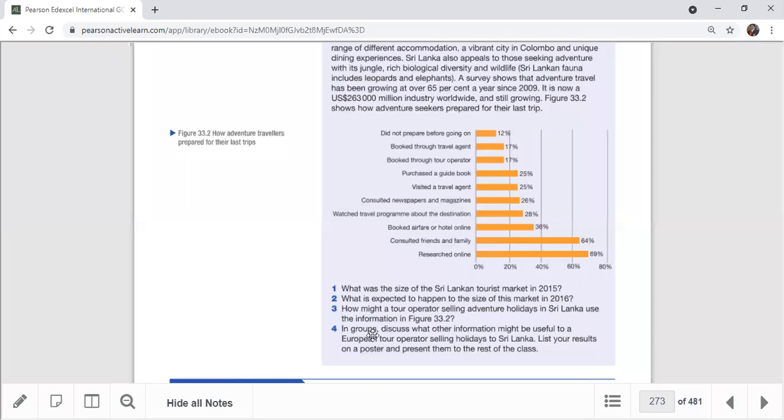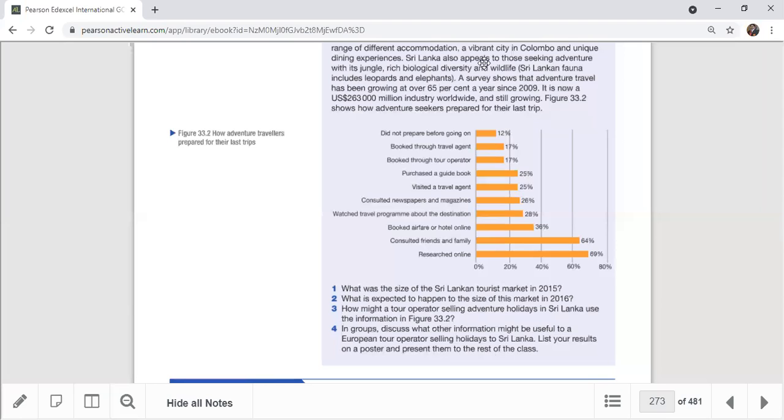Okay. They're asking a couple of questions. What was the size of the Sri Lankan tourist market in 2015? What is expected to happen to the size of the market in 2016? And then how might a tour operator selling adventure holidays in Sri Lanka use this information, figure 33.2, and then discuss other information that might be useful to European tour operators selling holidays to Sri Lanka. Right. So you can see the numbers mainly.